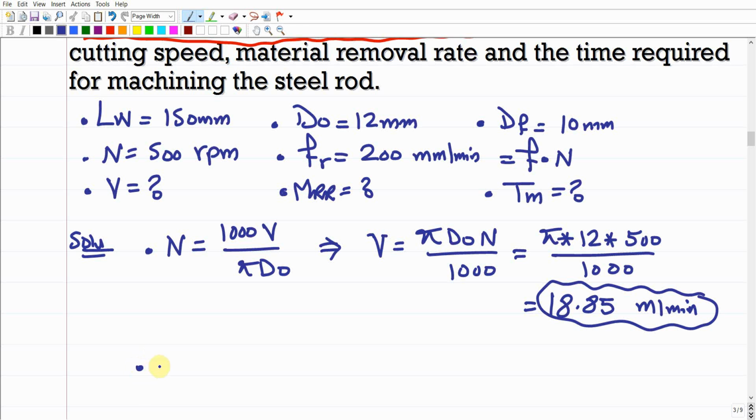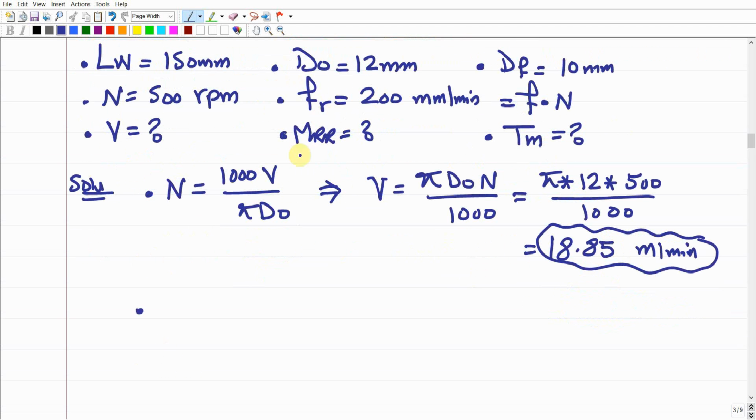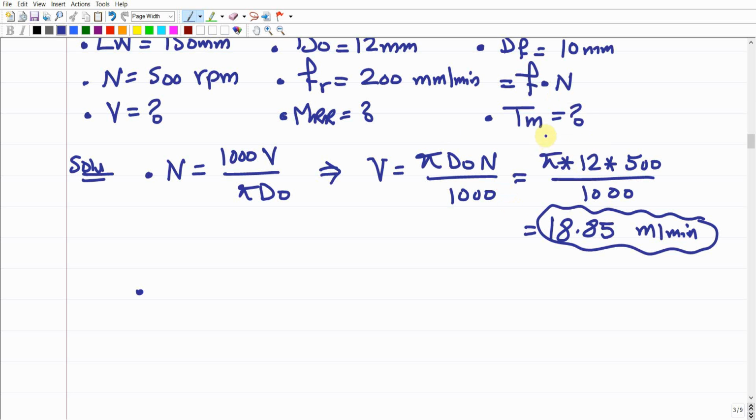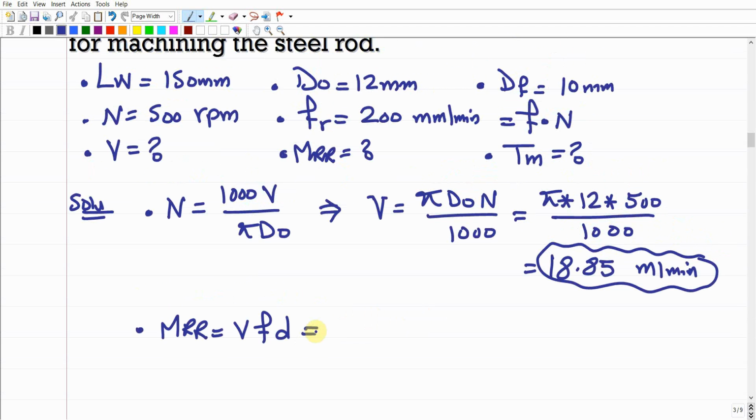Now let us move to the calculation of the metal removal rate. You can calculate the metal removal rate, or you can calculate the machining time. It doesn't matter which one first. The metal removal rate is V F D, right? V is the cutting speed that we just calculated. Depth of cut, we need to calculate it. Also, we need to calculate F, which is millimeter per revolution.